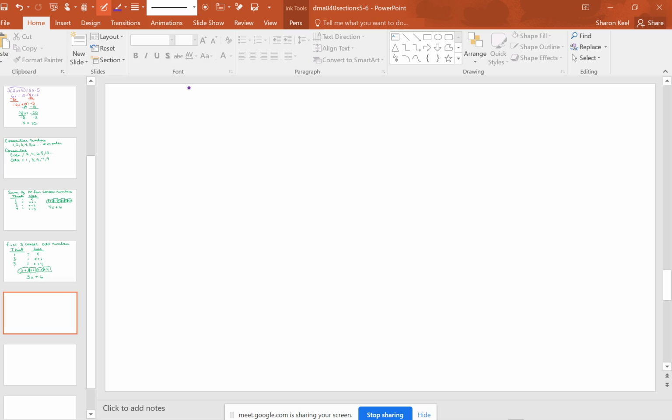Okay, section 6 is further solving linear equations. So in section 6, what's going to happen is we're going to have a variety of polynomials that we're going to be solving. Let me give you one such as 5 minus 2 times (x minus 1) equals 4 plus x.